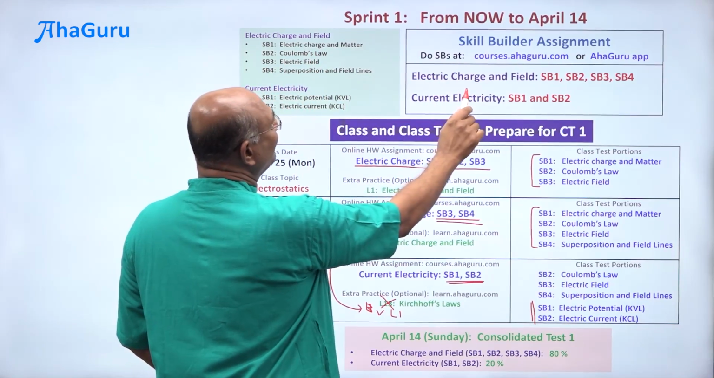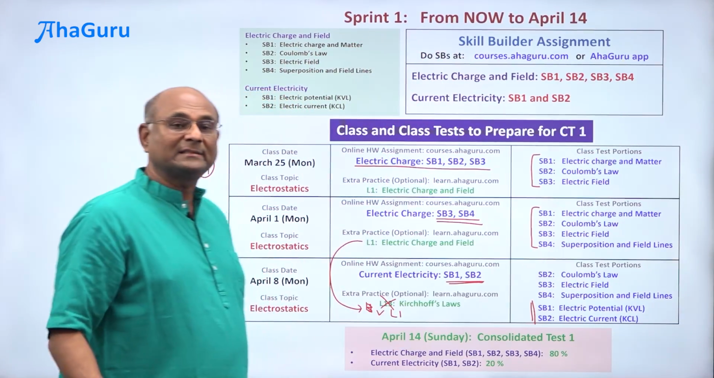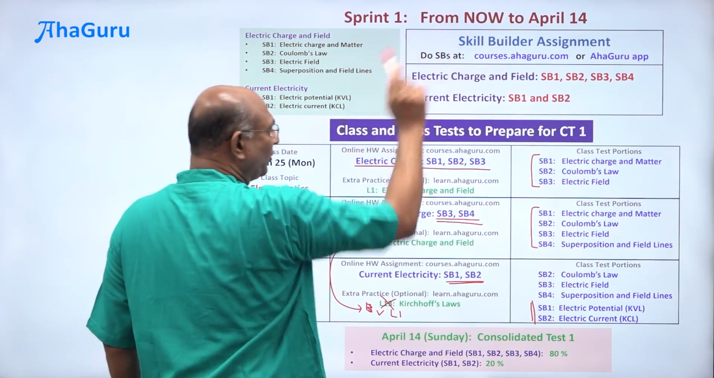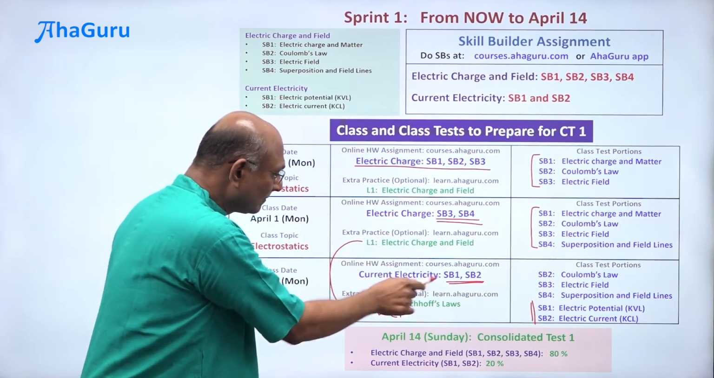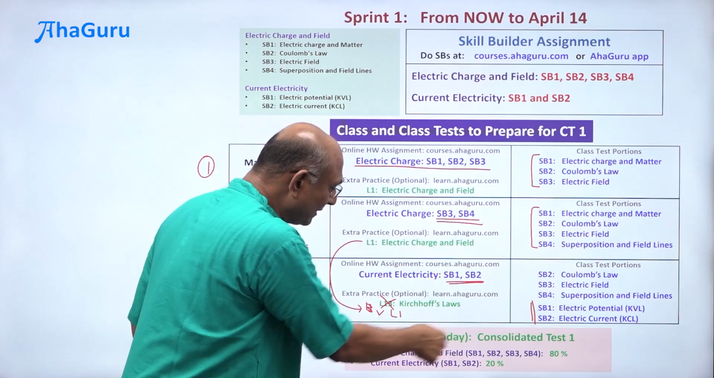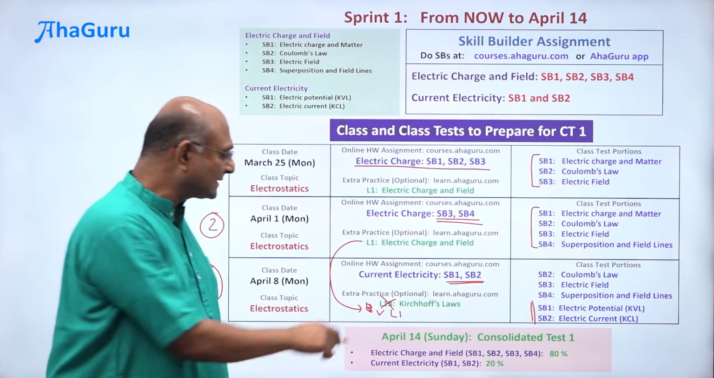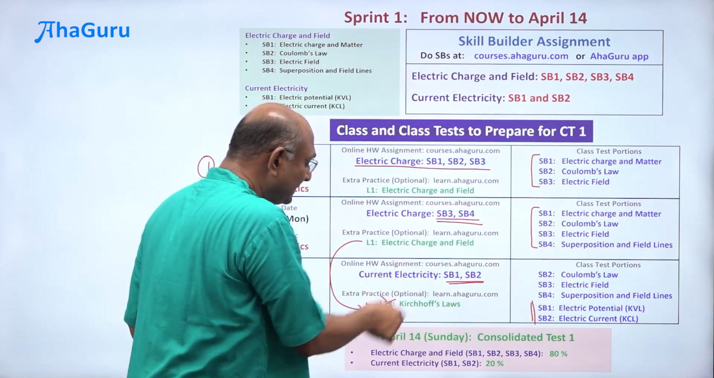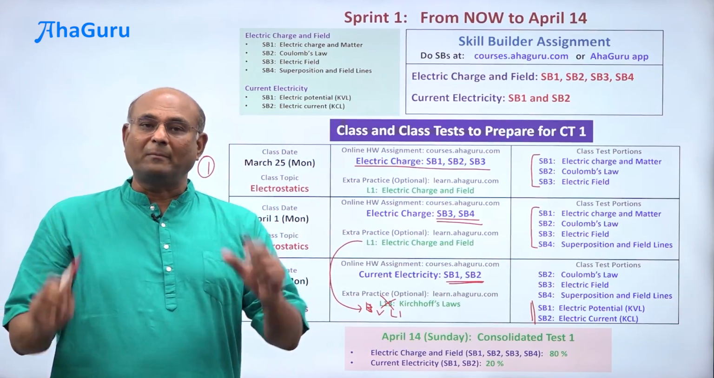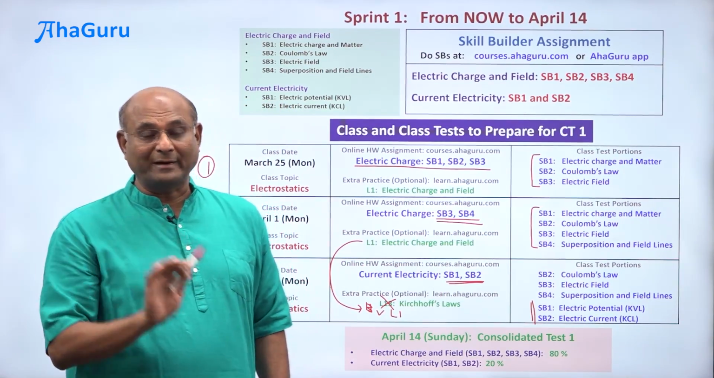So for each sprint, we'll have about 3 weeks to 4 weeks, and we will have a bunch of assignments. All of those assignments will match with your consolidated test assignment. And so if you keep preparing like this, then when you come to the consolidated test, you will be able to do really well. I hope you have understood what to do.